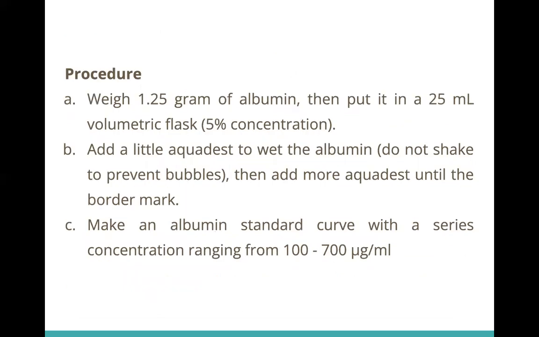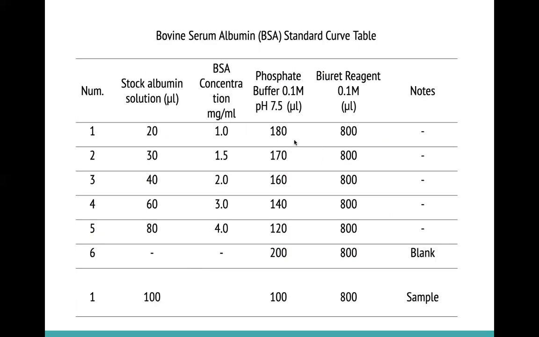So weigh the albumin and put it in a volumetric flask and add a little aqueous, and make an albumin standard curve with a series of concentrations ranging from 100 to 700 microgram per milliliter. The procedure in C here is very important because you need to make a range of concentrations that you're going to use to make a standard curve. So here is the standard curve table. There is 1 up to 6 and the other one is the sample, so it's going to be 7 different flasks, or 7 different solutions, you need to prepare.